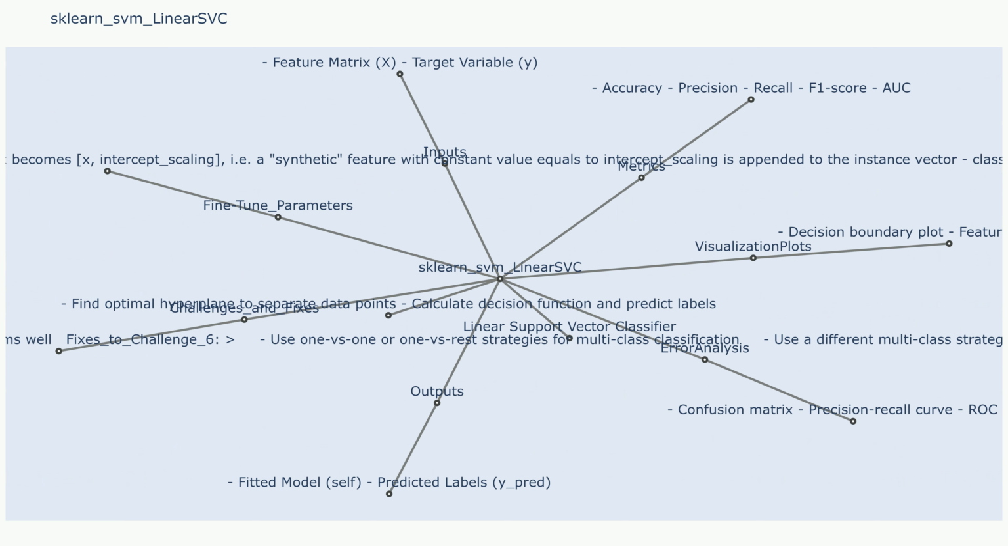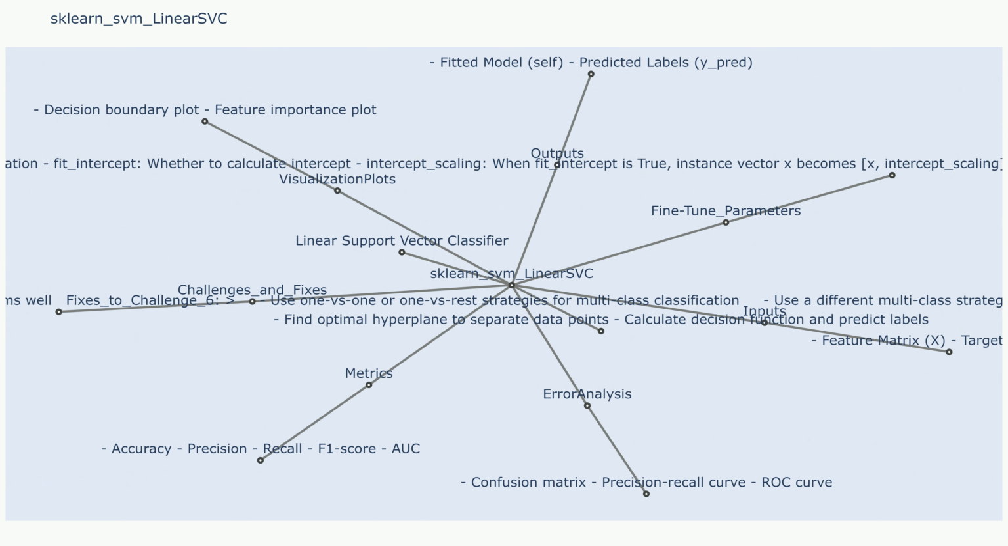Uncertainty methods: confidence scores, the decision function output provides confidence scores for each class. Higher scores indicate higher confidence in the predicted class.